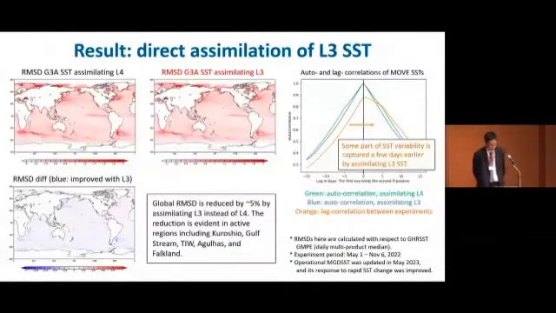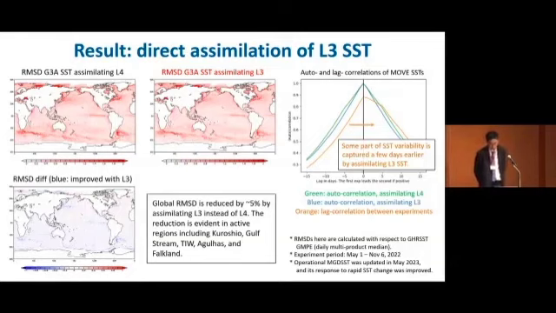Here is a result of direct assimilation of level 3 SST. The left maps are showing RMS difference to global multi-product median SST, and the bottom map showing the difference between assimilating level 3 and level 4. Here we see global RMSD reduced by about 5% by just assimilating level 3 instead of level 4. The reduction is most evident in active regions like Kuroshio extension, Gulf Stream, and tropical instability wave, and other regions.